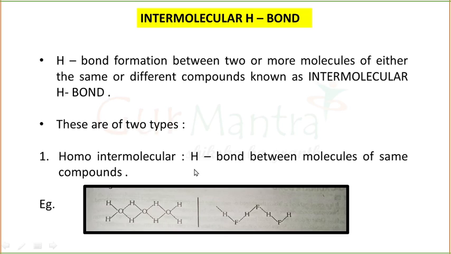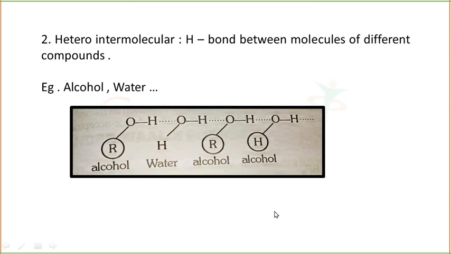As you can see from the name, homo-intermolecular. Homo means same. So homo-intermolecular kind of hydrogen bond is formed between the molecules of same compound. For example, in case of H2O and HF. Hetero-intermolecular compounds are those compounds in which hydrogen bond is formed between different molecules or different compounds.